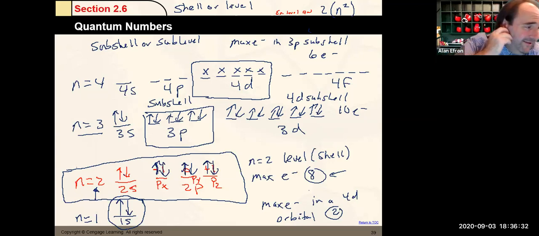Again, when you get into n equals 5, n equals 6, and so forth, you may not want to obviously draw all that. Any questions on that there?